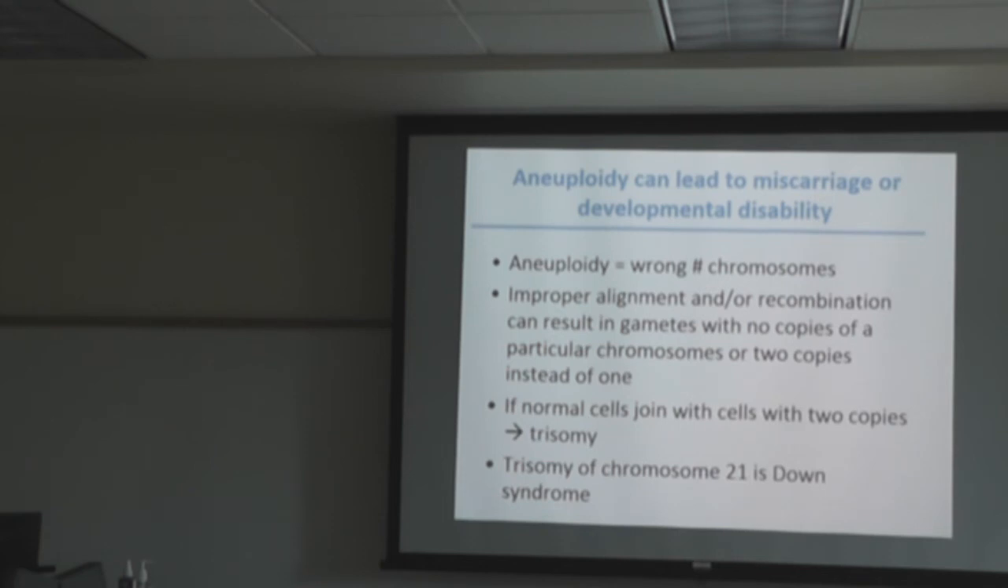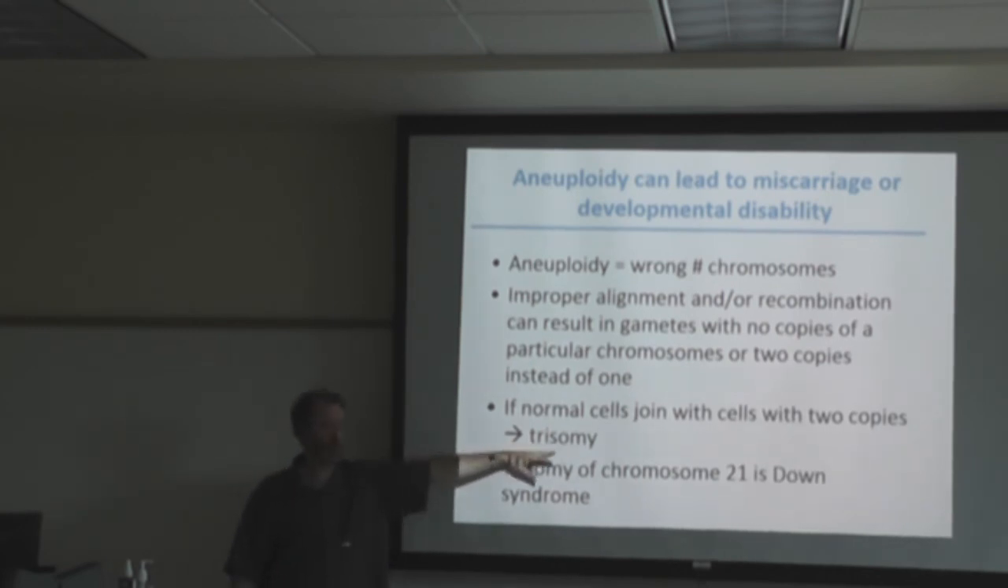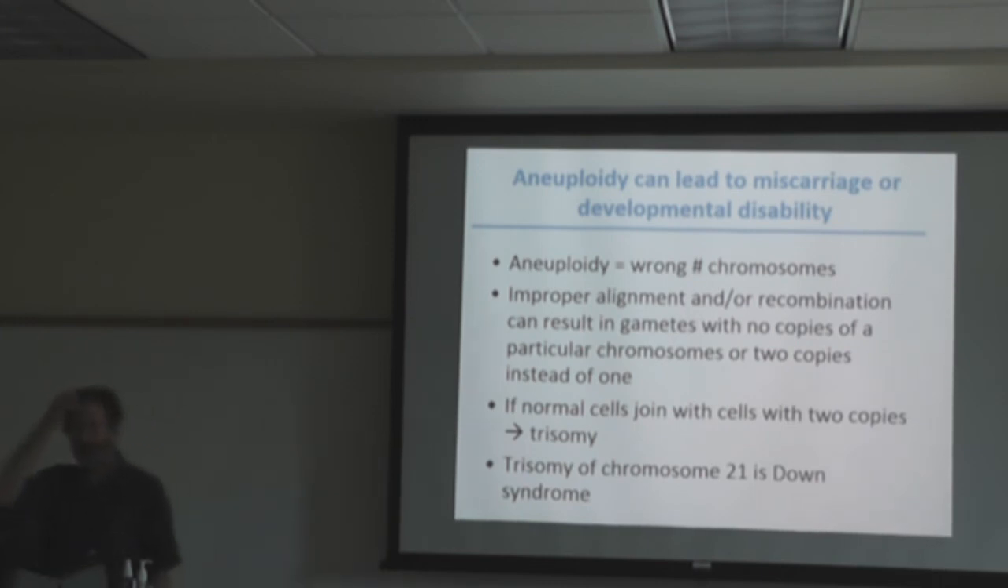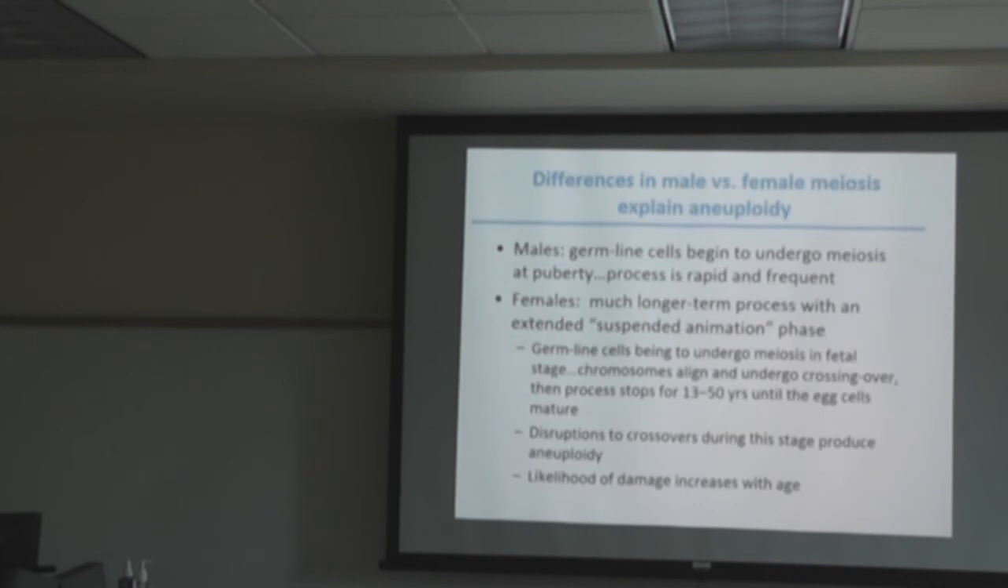So aneuploidy can lead to miscarriage or developmental disabilities, and that's when you have the wrong number of chromosomes, where they don't segregate properly. Improper alignment or recombination can result in gametes with no copies of a particular chromosome and 2 copies in the other cell instead of one. A normal cell joining with a cell with 2 copies is trisomy. And trisomy of chromosome 21, we've heard of that, is Down syndrome. That's the most common trisomy that occurs.